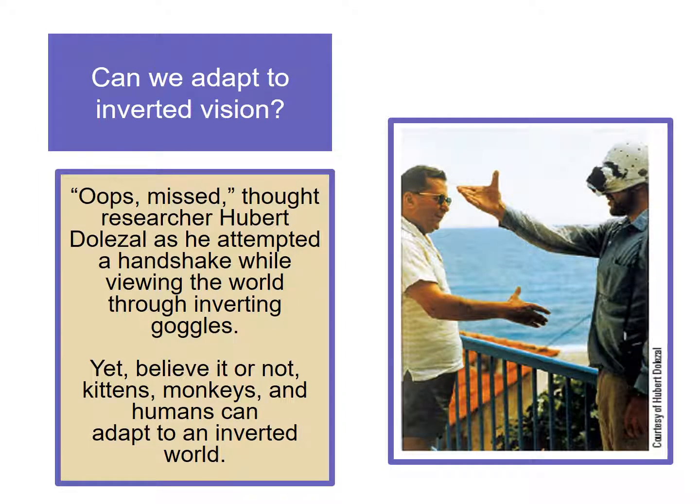Oh, whoops, one more slide. Can we adapt to inverted vision? Oops, missed, thought researcher Hubert Dolezal as he attempted a handshake while viewing the world through inverting goggles. But believe it or not, kittens, monkeys, and humans can adapt to an inverted world, which is really cool.